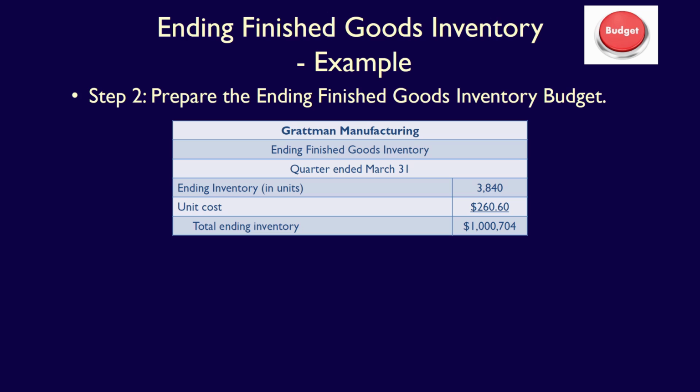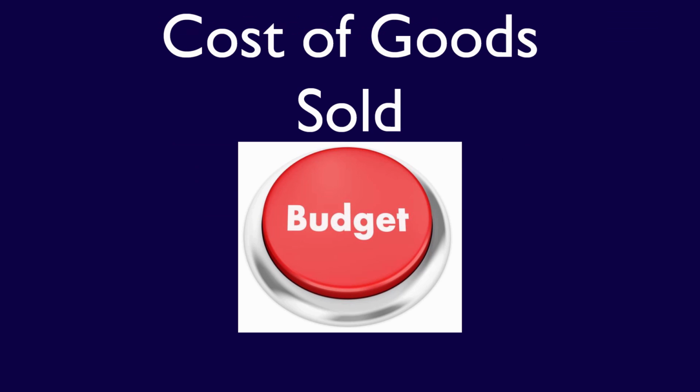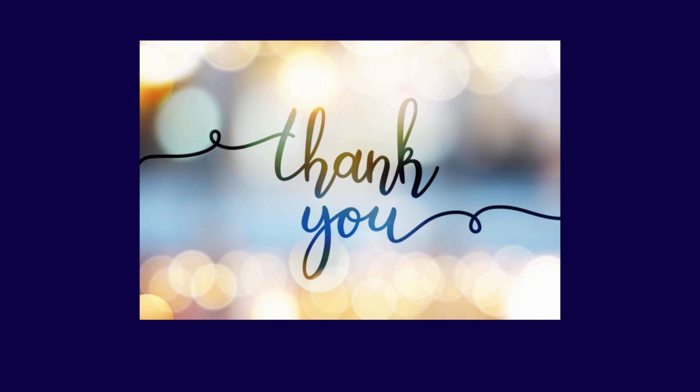This is the investment in inventory required by the company at the end of the quarter, and it will be used in our budgeted balance sheet and is used to prepare the cost of goods sold budget. Now that we've completed this budget, what's next? The cost of goods sold budget, but that's a topic for another video.